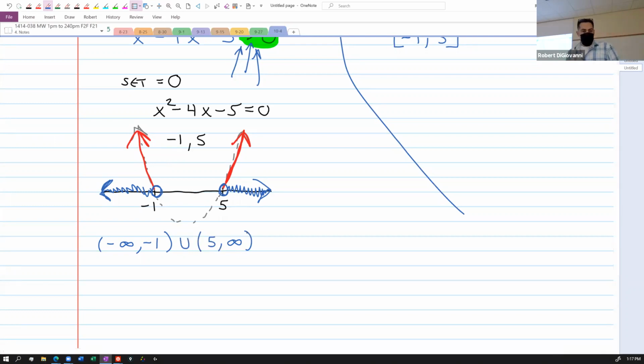Does that answer your question? I didn't see who asked. Yes, it did. Okay. Yeah, I wish it was always just find the x-intercepts and it's what's in between them, but it's just not that way. It depends on the inequality itself.